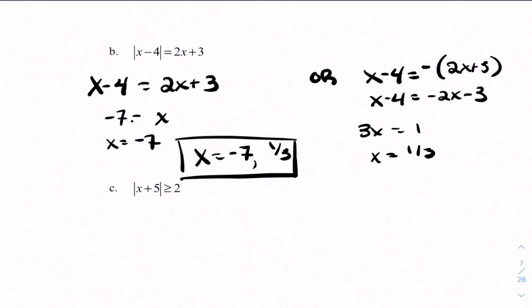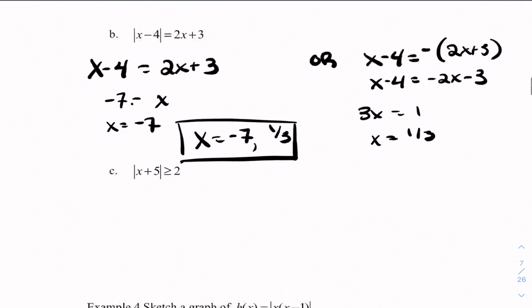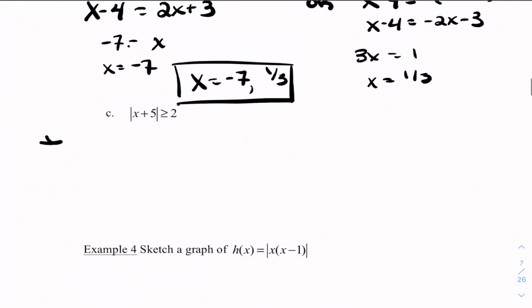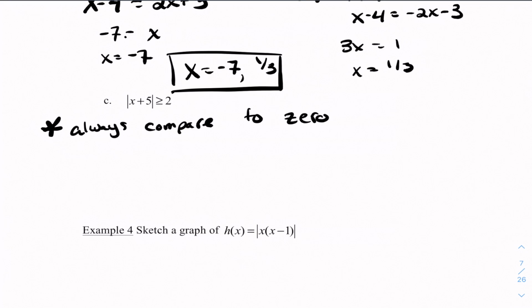Inequalities present a slightly different case, because instead of looking for one exact solution, we're looking for all of the solutions that satisfy these conditions. And with inequalities, we want to always compare to 0. That's really what we want to look at. Just to save some room: the distance between some number and negative 5 is greater than or equal to 2. That's the question that we're answering.